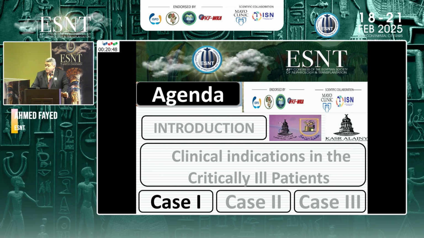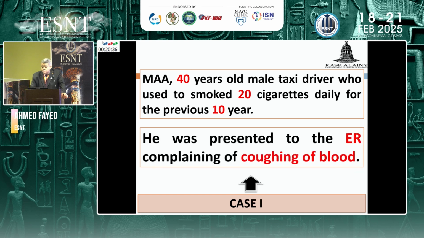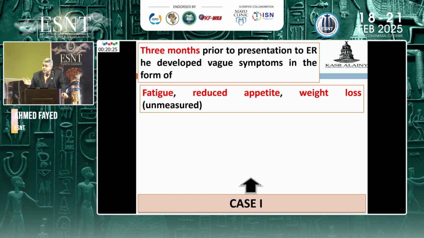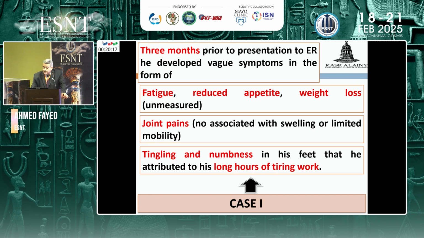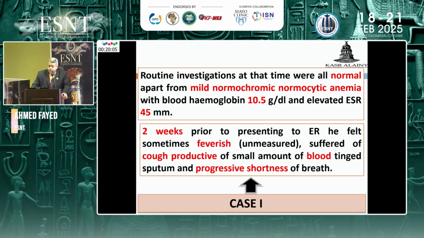Now let us go to the first case that we discuss today. This is a 40-year-old male patient, a taxi driver who used to smoke 20 cigarettes per day for the previous 10 years, presented to our ER with coughing of blood. 3 months before presentation, he developed vague symptoms of fatigue, reduced appetite and weight loss, and joint pain not associated with swelling or limited mobility, tingling and numbness in the foot. Routine investigations were normal, apart from mild normocytic normochromic anemia with hemoglobin 10.5 and elevated ESR. 2 weeks before presentation, he became feverish and suffered from cough productive of a small amount of blood-tinged sputum with progressive shortness of breath.